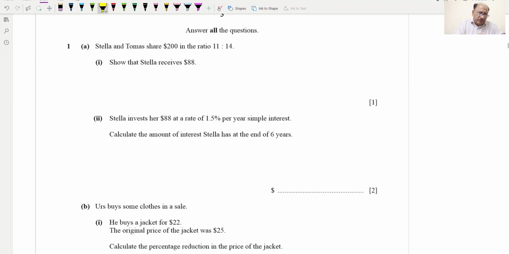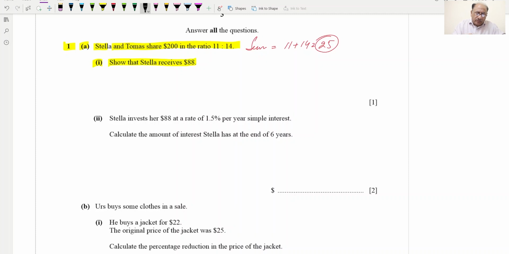Question 1 says, part A: Stella and Thomas share $200 in a ratio of 11 to 14. So we can write the sum of ratios will be 11 plus 14, which is equal to 25. So the sum of ratios is this one. Then part 1: show that Stella receives $88.